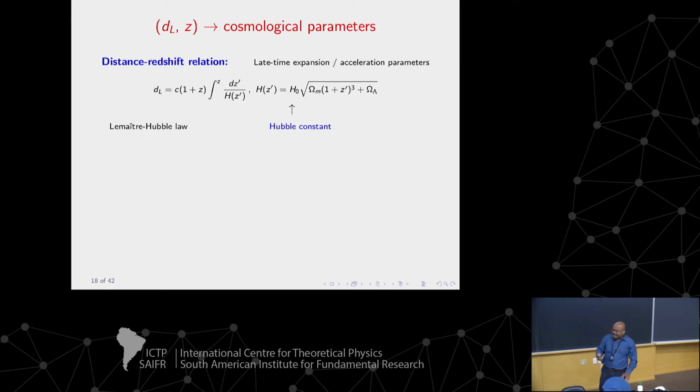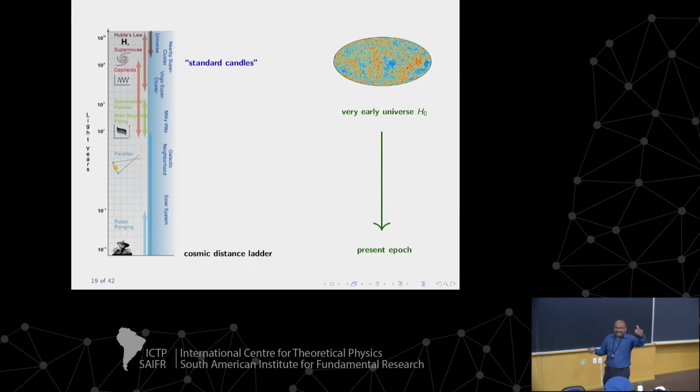So with standard candles, one can measure the Hubble constant directly in the local universe. There's also a way of measuring the Hubble constant, not directly but indirectly, from the very early universe using CMB data, for example, from Planck. So that measures the Hubble constant in the very early universe, and using a cosmological model, such as the lambda CDM model, one can extrapolate that and obtain the value of the Hubble constant in the present epoch.